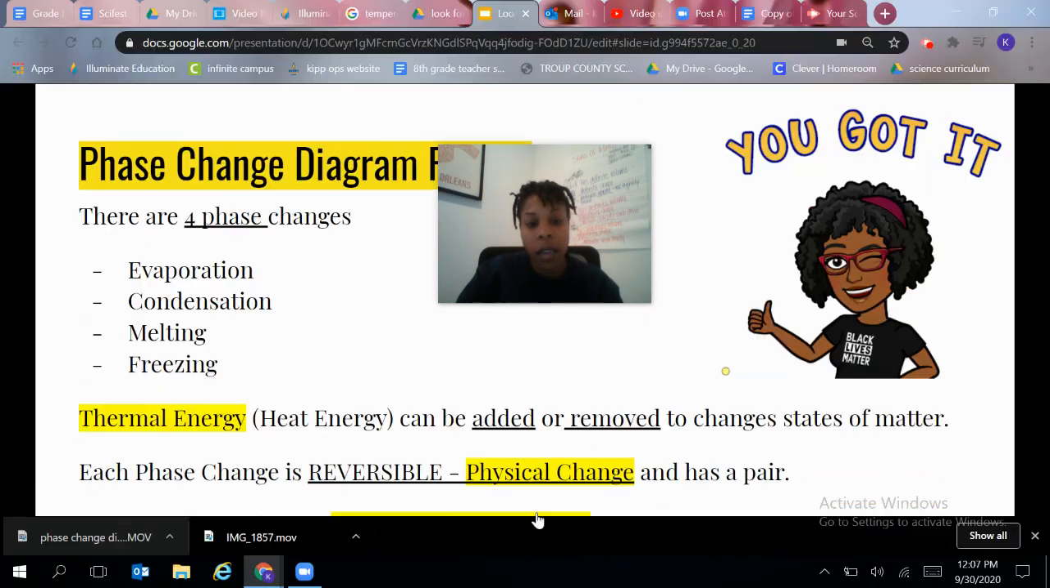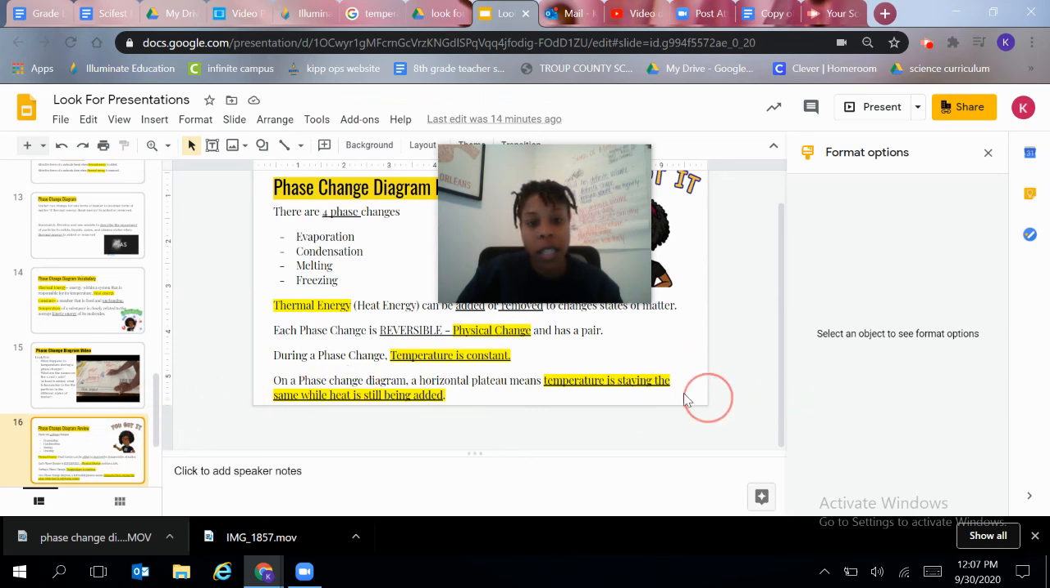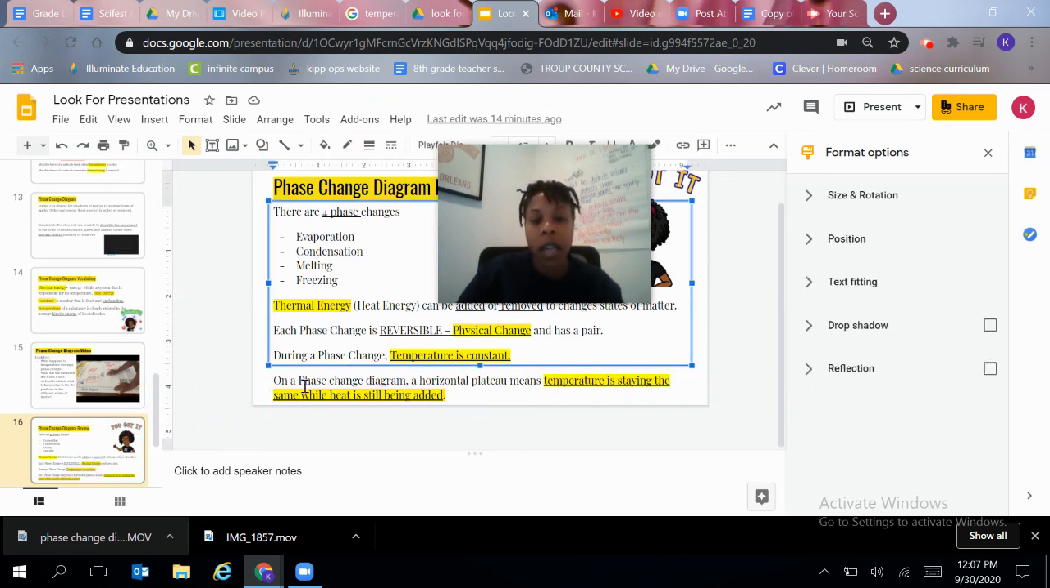And then the last part is right here. Sorry, I don't know why we can't see it. But on a phase change diagram, a horizontal plateau means temperature is staying the same while heat is still being added. And that is it. We will practice phase change in class.